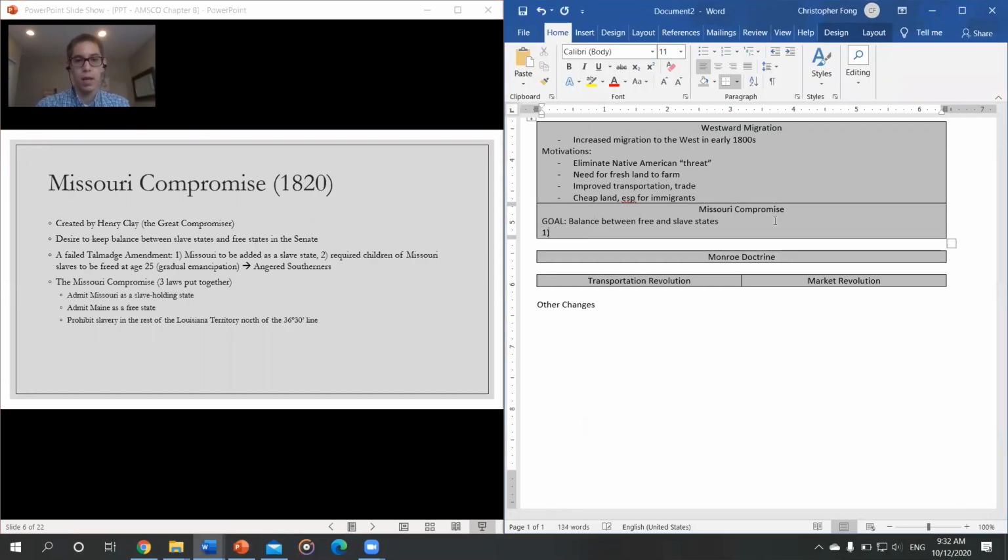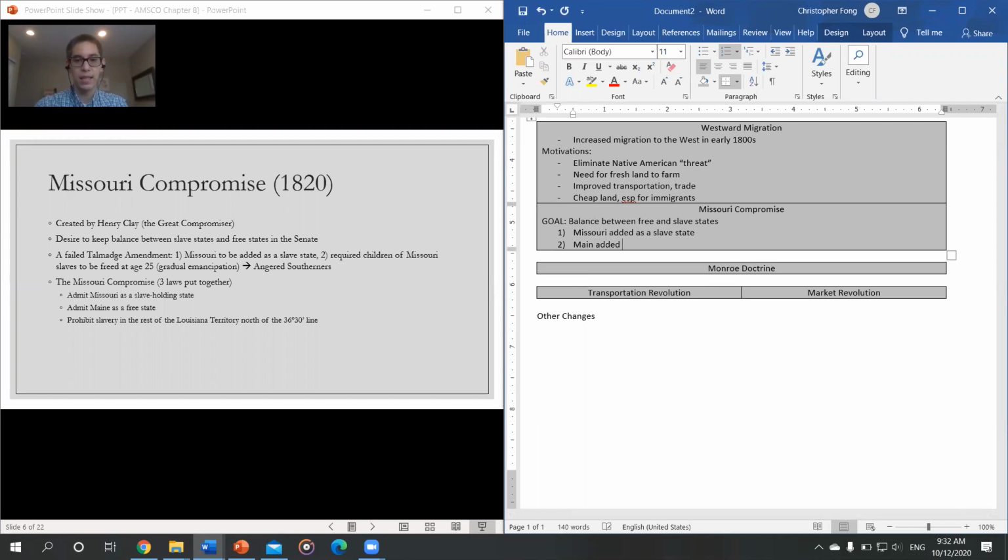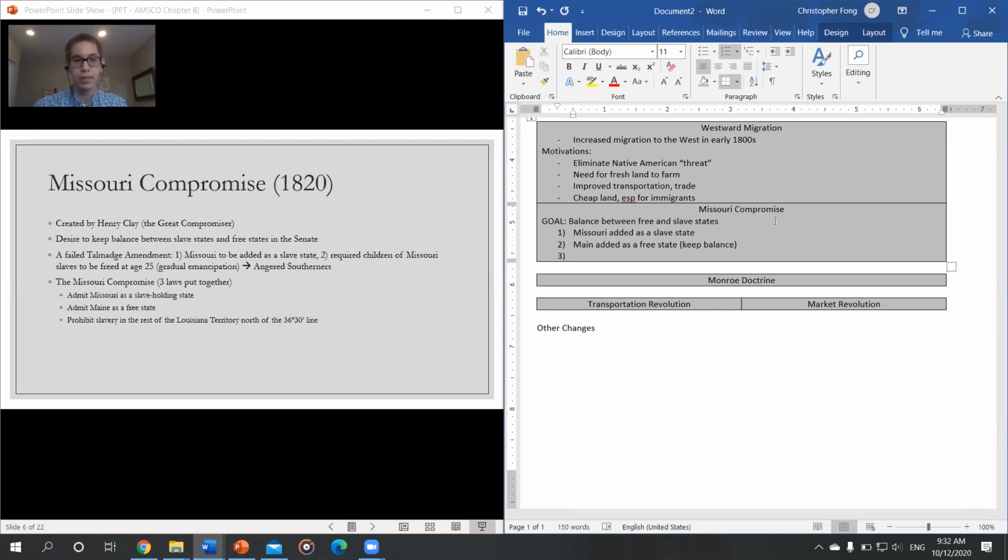It says Missouri is added as a slave state. It says Maine is added as a free state. This is, again, to keep the balance. But it says no slavery in any new states above the 36°30′ line or in the land acquired from the Louisiana Purchase.